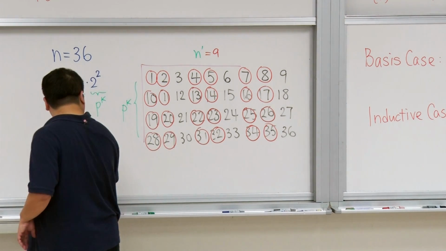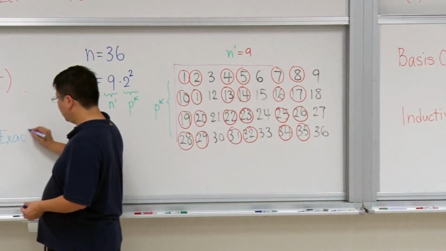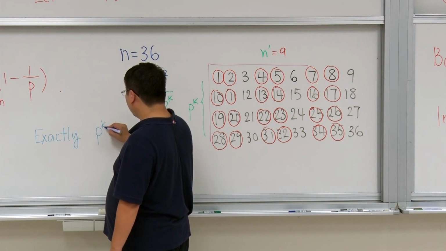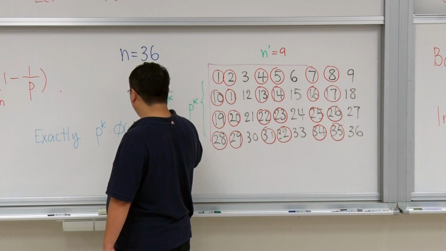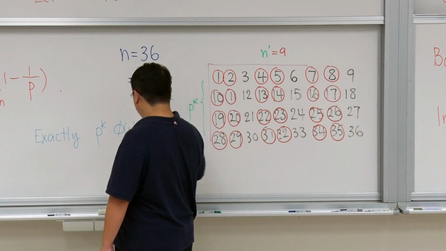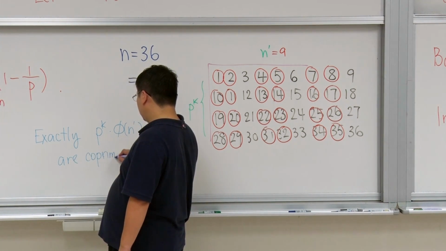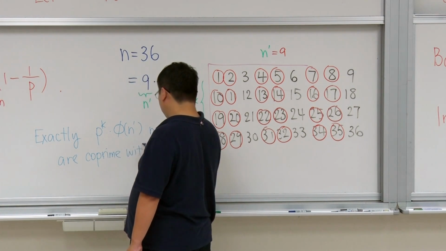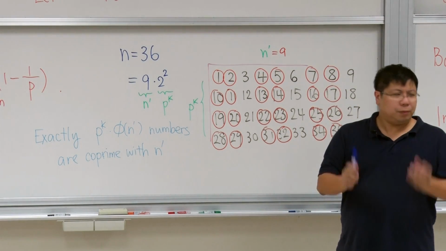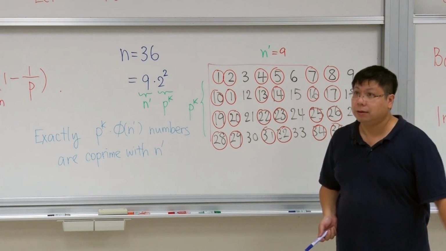So we have this observation. Now we have exactly p to the power k times phi of n prime numbers that are co-prime with n prime. Is that okay? Exactly these numbers. But then we are not focusing on this. We want to find out the numbers that are co-prime with n.